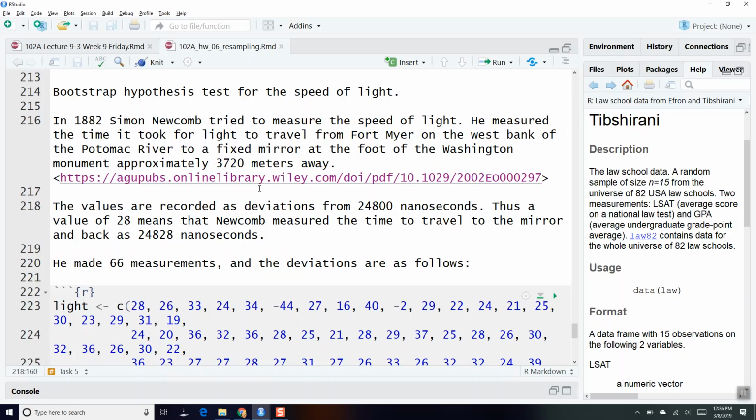from a mirror. So this guy worked at the Naval Academy in Washington DC, and he puts a mirror at the Washington Monument, which is about 3.7 kilometers away, and so the round trip distance is about 7.5 kilometers. Okay, and so he can't just shine a light and say, oh, I saw it bounce off and it came back, right? It's not like shouting an echo or something.